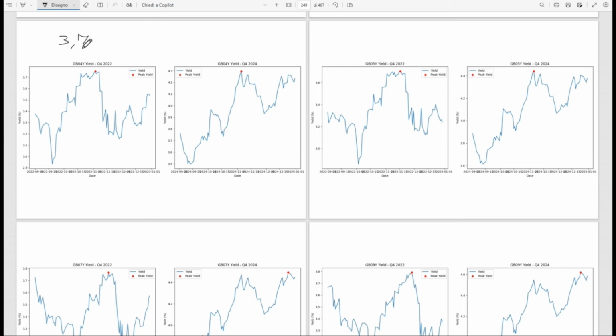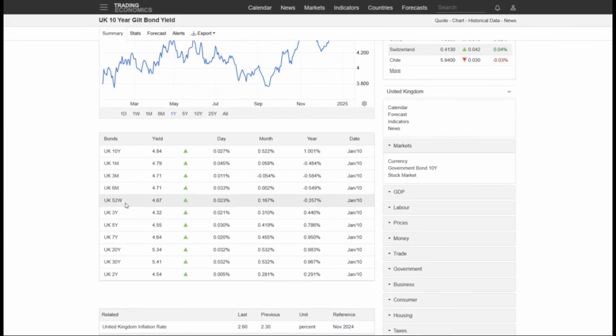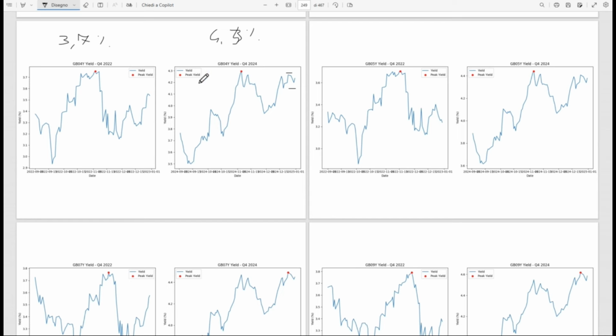In 2022, the 4-year yield was 3.7. Now the peak in 2024 is 4.3, and we are around the same values. Yeah. Let's see, no, we don't have the 4-year here because it's not the whole thing. Okay.